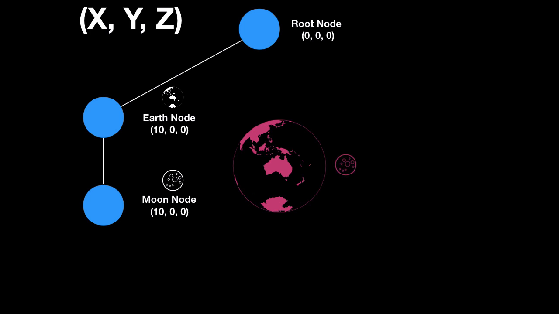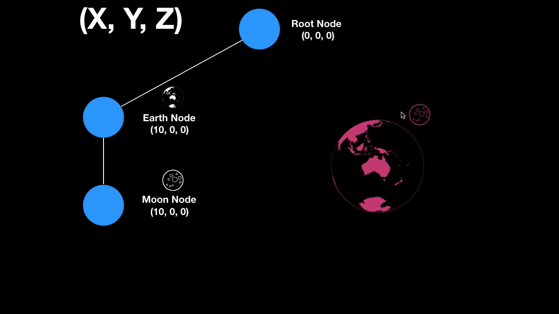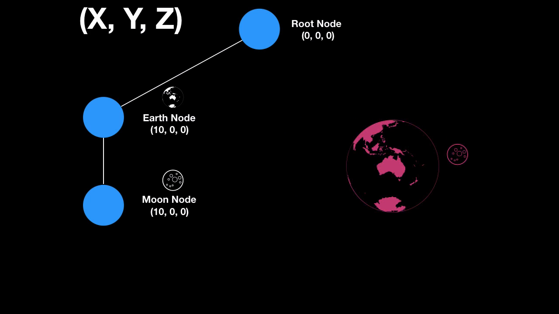What do you think happens when we then move our Earth node? Does the moon get lost and stay rotating around this spot? Or does it move if we move our Earth to the right along with it? Our moon will move along with the Earth because all it knows about its position is in relation to the Earth node. So it's tied to that. So that's why it stays with the Earth when we move the Earth.